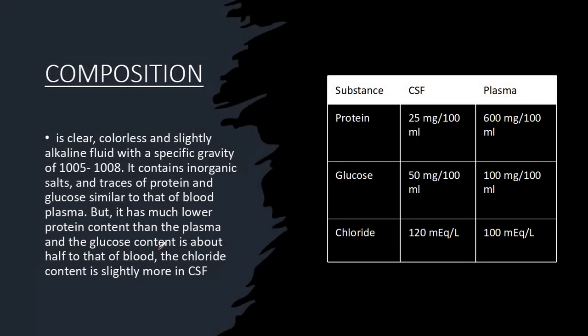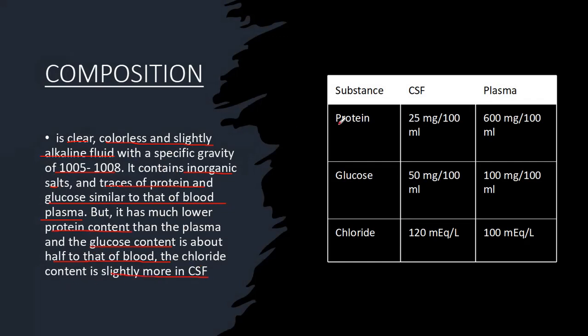Now, composition of cerebrospinal fluid. Cerebrospinal fluid is a clear, colorless, and slightly alkaline fluid which has a specific gravity of that. It contains inorganic salts, traces of proteins and glucose similar to that of blood plasma, but its protein content is lower than that of plasma. Also, the glucose content is about half of that of plasma, but the chloride content is slightly more, okay?